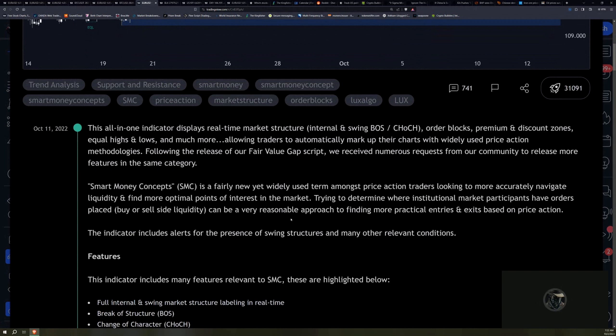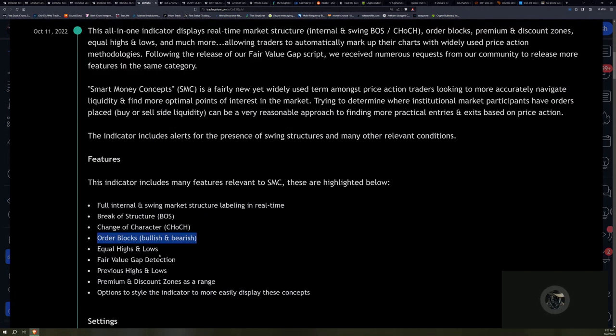Features. Okay, so we have full and internal swing market structure labeling in real time, break of structure, change of character, order blocks, bullish and bearish. Thus probably those large areas I was talking about earlier, those red bands. I'm guessing those are order blocks. Equal highs and lows, fair value gap detection. That's cool. So they actually included the fair value gap, which is a particular indicator that's pretty valuable. Previous highs and lows, premium and discount zones as a range. Options to style the indicator to more easily display these concepts.